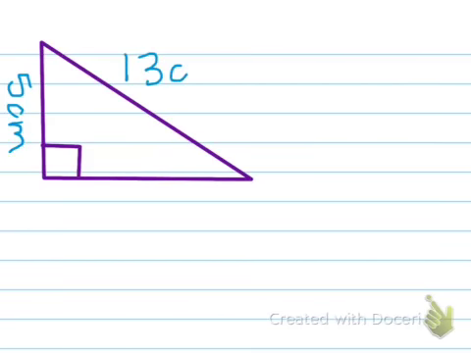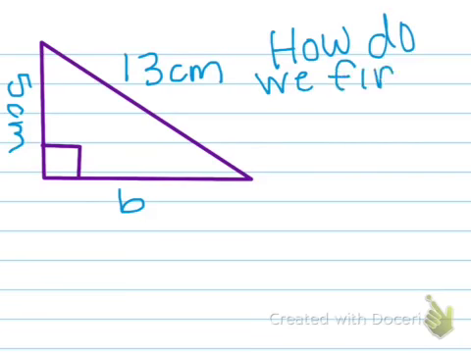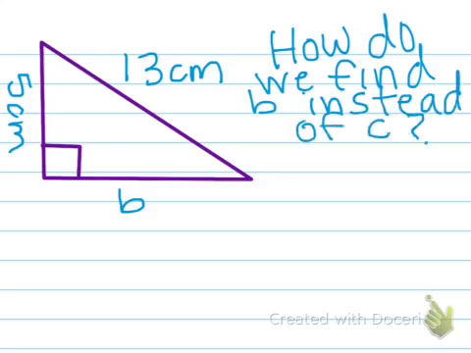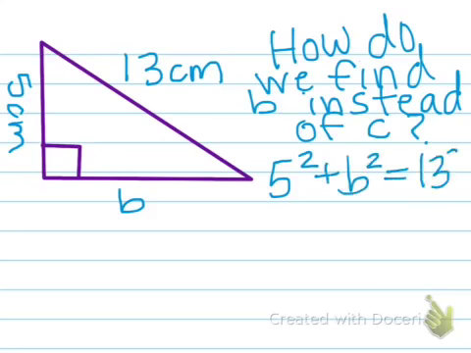Okay, here's another example. In this example, we are going to be finding one of our legs rather than our hypotenuse. How can we find b instead of finding c? When we want to find b instead of c, we're going to set it up the same way. We're going to use a squared plus b squared equals c squared. But instead of having everything equal what we're looking for, we're going to have what we're looking for right in the middle of our equation. So in this instance, it would be 5 squared plus b squared equals 13 squared.